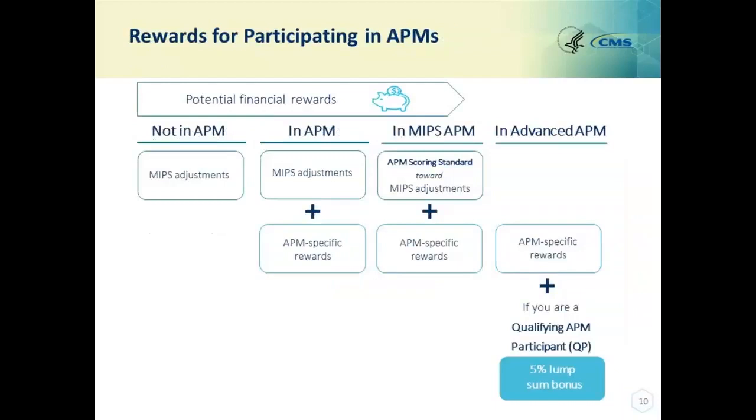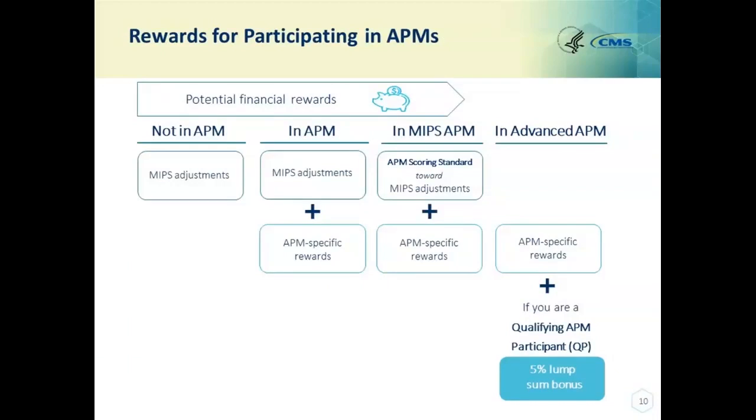Here, going back to the incentives, there are 4 different areas that we want to look at. If you're not in an alternative payment model, you will fall under the MIPS adjustments. You can learn more about that by looking at our MIPS slides or going to the webinars under the APM website or the website for the Quality Payment Program, which is qpp.cms.gov/webinars. And then you can also go to our resource library. But we're going to focus here on alternative payment models.